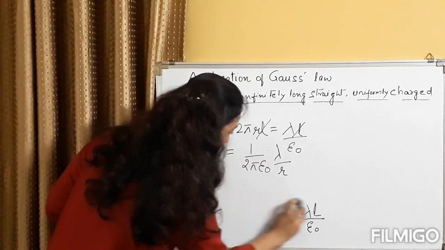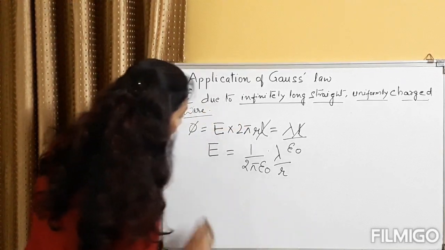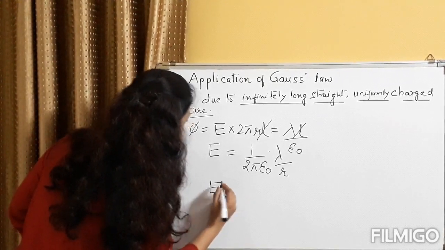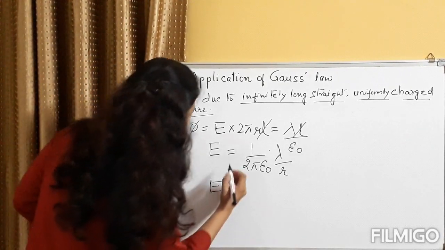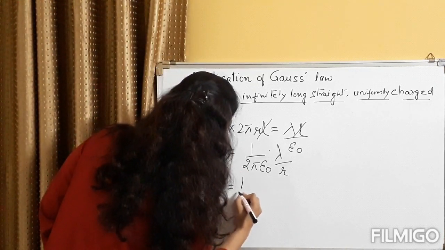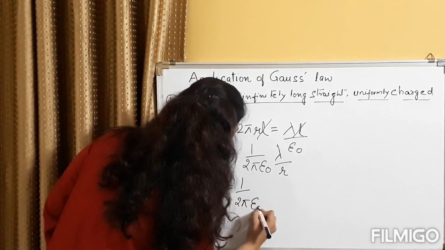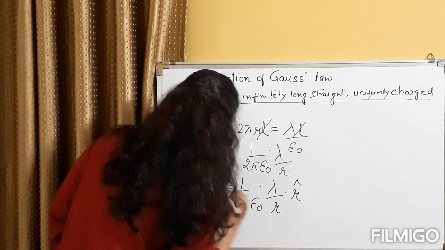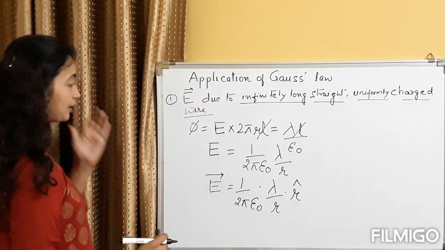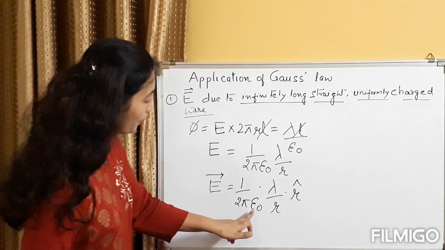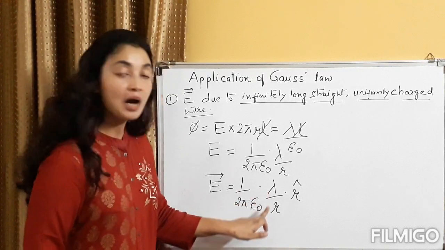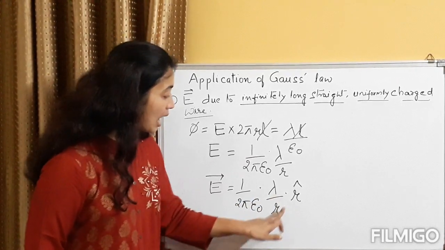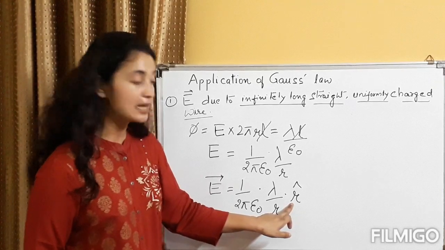If I have to write the electric field in vector relation, I'll get E is equal to 1 by 2 pi epsilon naught lambda upon R in the direction of R cap. This is the electric field vector, which is 1 by 2 pi epsilon naught lambda upon R, that is the line charge density upon R, into R cap. The direction is along R cap.